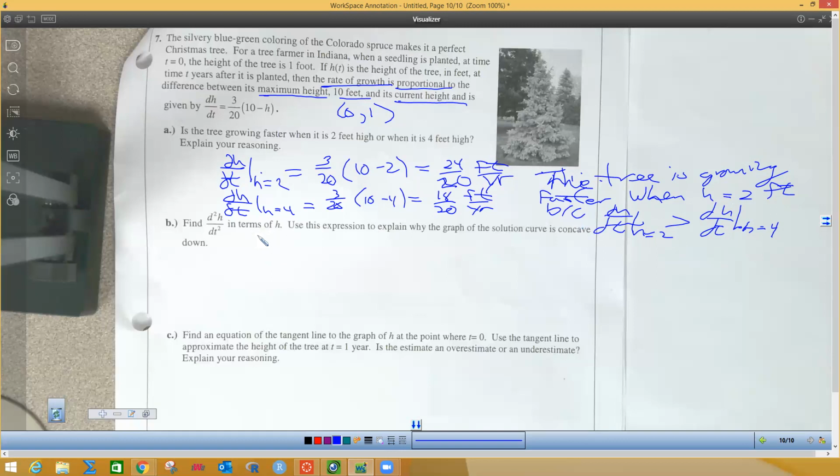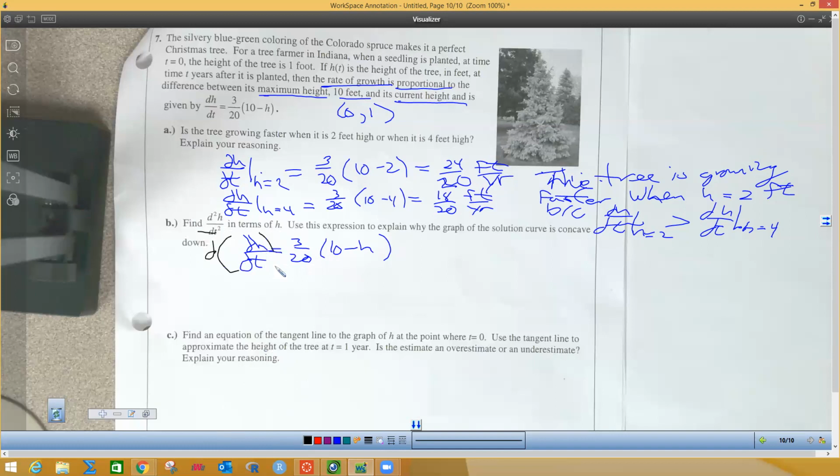Second part says, find this. What's d to the second power h over dt to the second power mean? What's that stand for? Second derivative. So guess what I got to do with this function? dH dt that they gave me was 3/20 times 10 minus h. Anybody know what I got to do with that? Distribute. What do I got to do with this to get this? Right, I got to do the derivative.